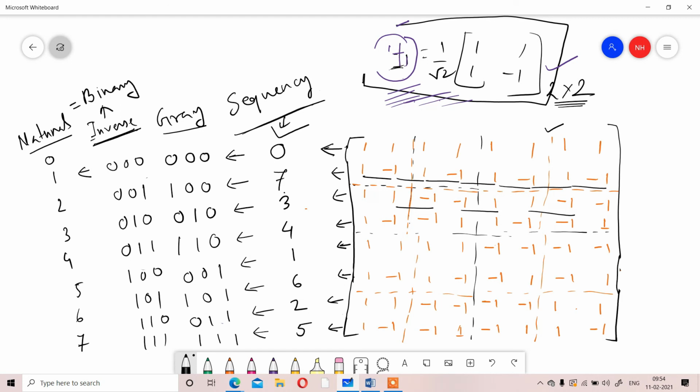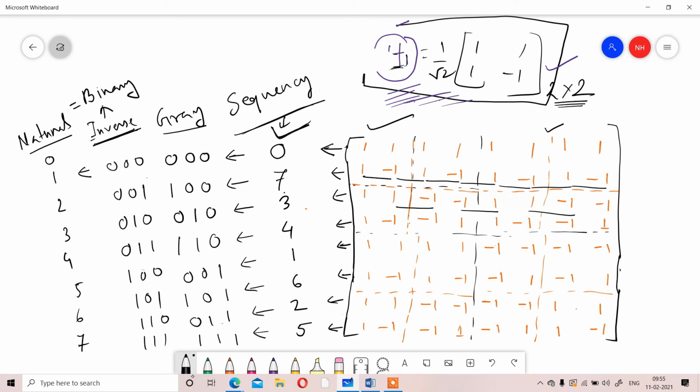Clear what I am trying to say? Sir, will this always be the case? Yes. This is for 8x8, meaning the Hadamard transform for order 3. You can calculate the Hadamard transform for order 4, 5, 6, whatever, and you will get the natural order. For order 3, the sequential order will always be the same, because this matrix is fixed.